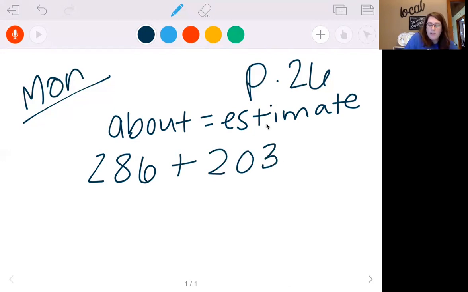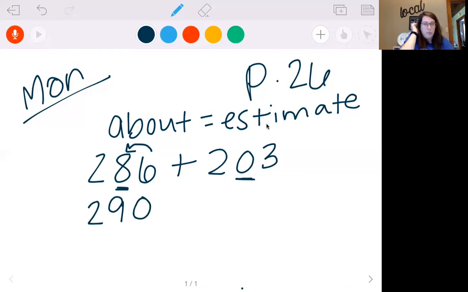So if we round this to the nearest 10, we're going to underline that one here. Remember what we did last week when we had our test. A 6 makes an 8 go to a 9. Then that 2 stays the same. That changes to a 0. That 3 makes the 0 stay the same. The 2 stays the same. And we turn the 3 into a 0.